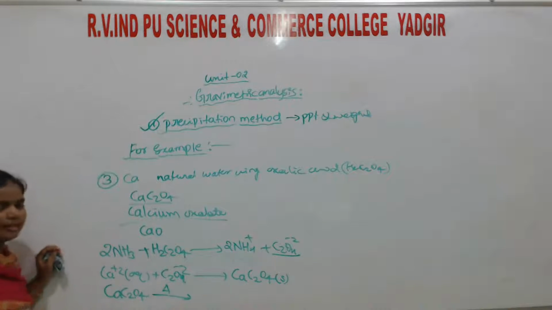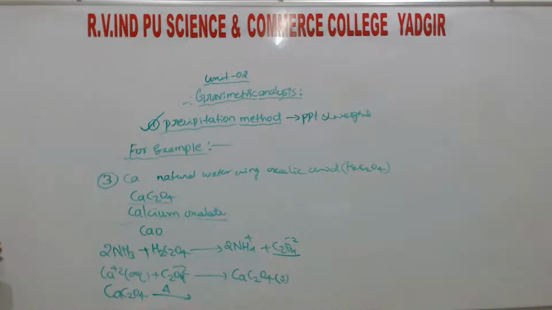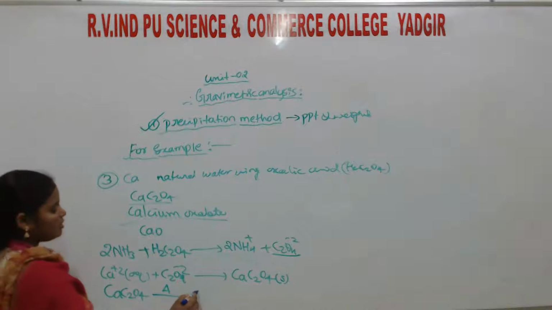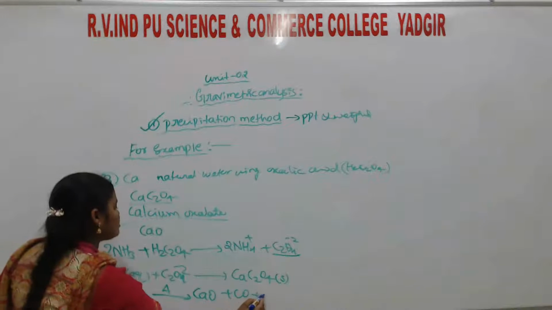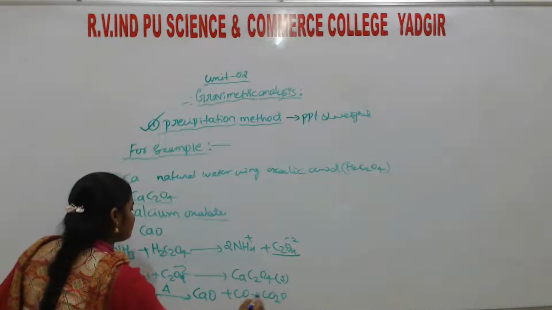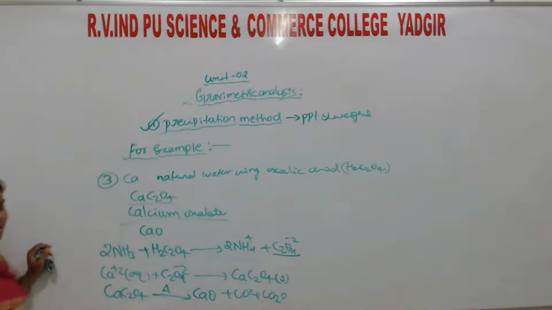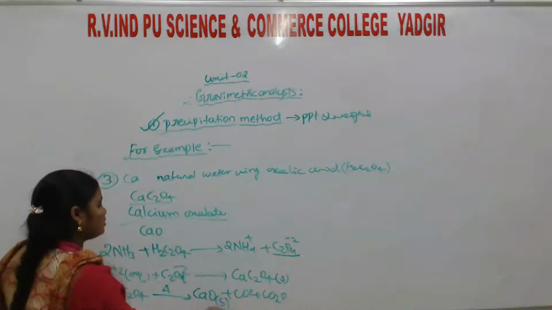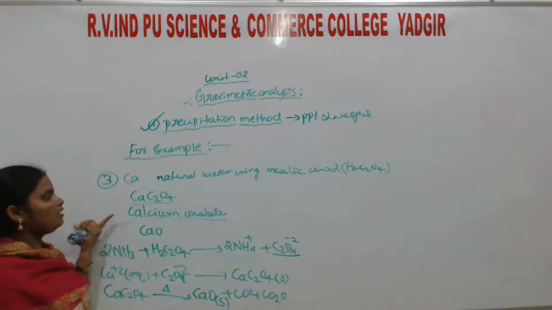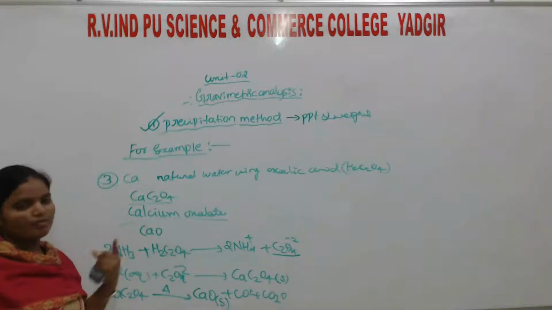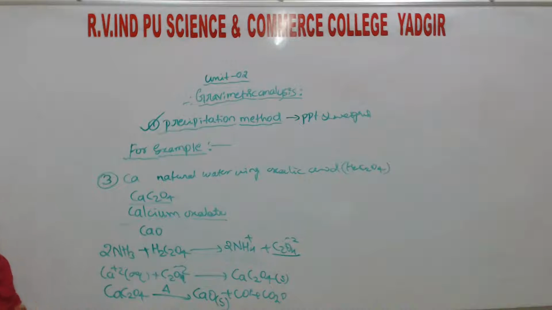After ignition, heating takes place, and the formation is calcium oxide plus CO plus CO2. These two are the gases formed here. The calcium oxide is the solid that is weighed. This is a way of weighing your precipitate. This is the third example. Calcium oxide is weighed in this example.